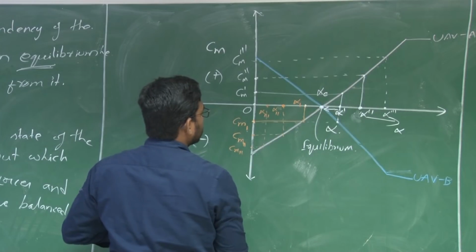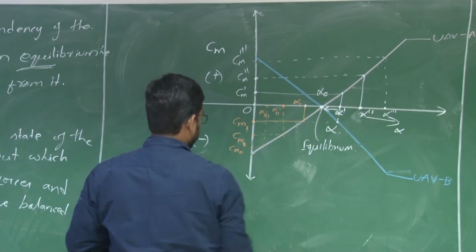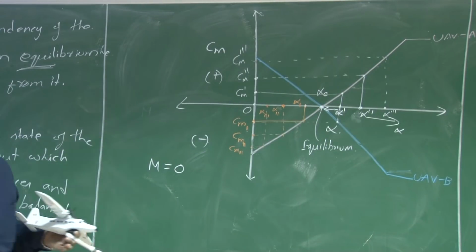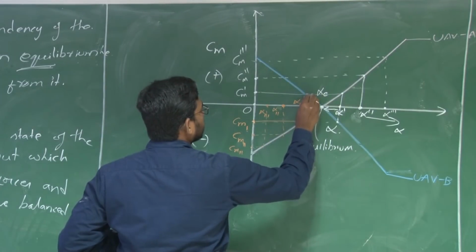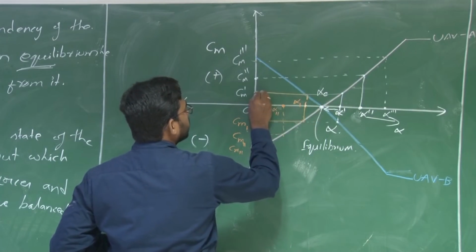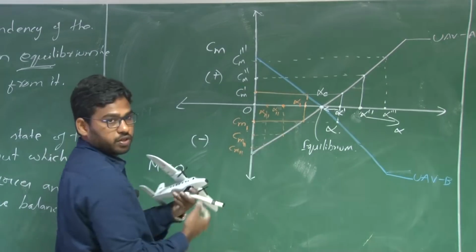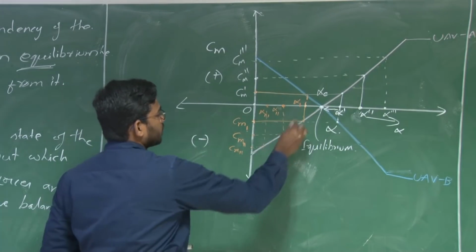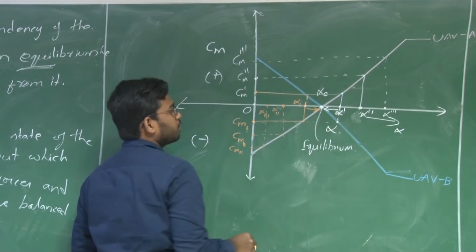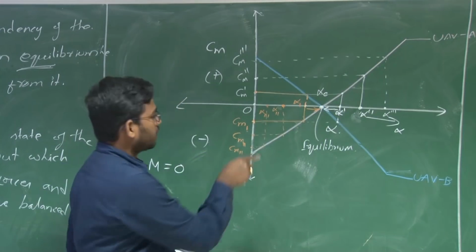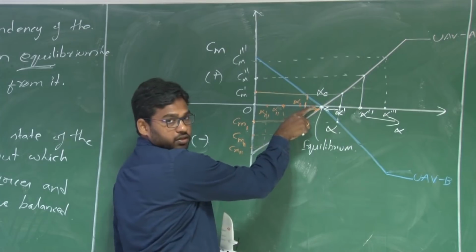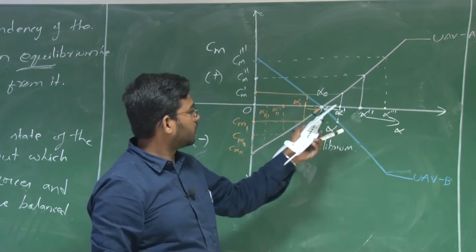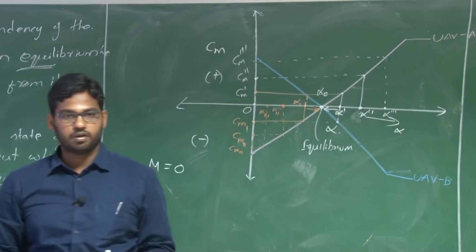So, this reduced angle of attack will induce a nose up moment. From this curve you can see this reduced angle of attack will induce a positive moment, which is nose up. That means the aircraft will pitch up, and pitching up means it is increasing the angle of attack, that means you are moving from here to here, right, moving towards your equilibrium point.